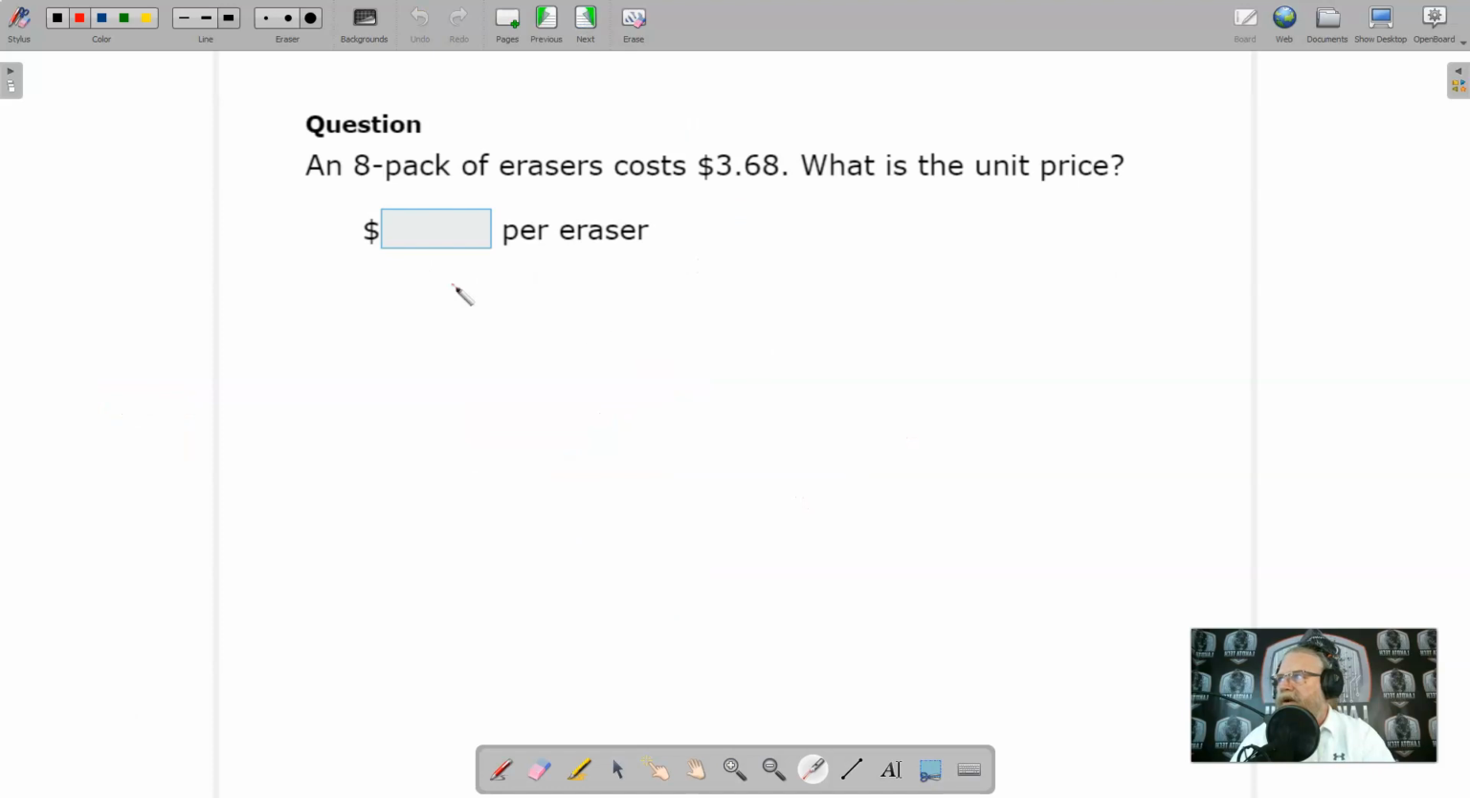So let's look at the next problem. An 8-pack of erasers cost $3.68. What is the unit price? Or how much is it for just one eraser? So let's go ahead and set that up. We'll go ahead with $3.68 for 8 erasers. We'll do 8E for erasers. And we want to know that is equal to how much money for just one eraser in this case.